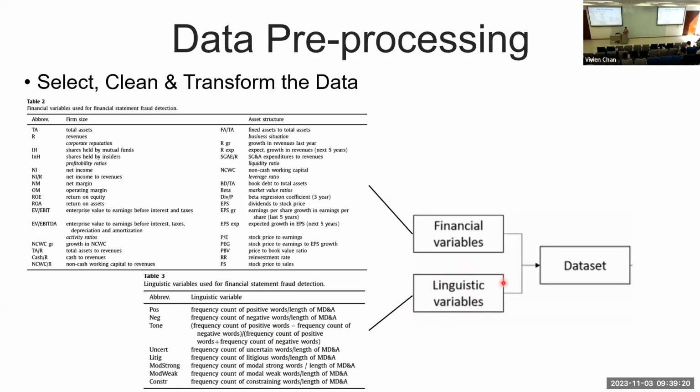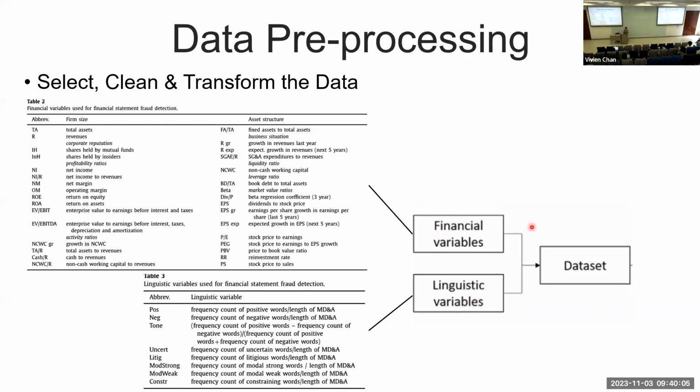But again, this research was conducted back in 2017. By that time, ChatGPT was not popular, and the modeling of language models was not that advanced. So right now, if you are going to redo it, you can think about it: for the linguistic variables, can you extract additional information, not just counting the positive or negative words, etc.?